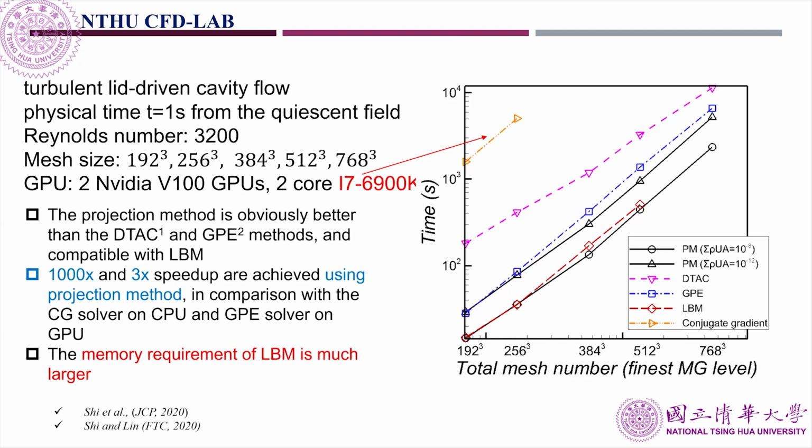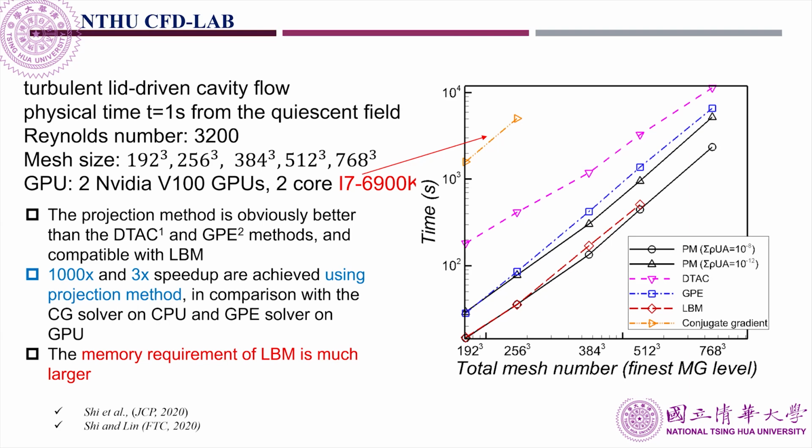But you can see that, depending on the divergence-free condition, this is 10 to the power minus 8, 10 to the power minus 12. If you relax a little bit, actually the performance is very compatible to the Lattice-Boltzmann method. And this is with our previous serial code. Here we use a conjugate gradient to solve the pressure Poisson equation.